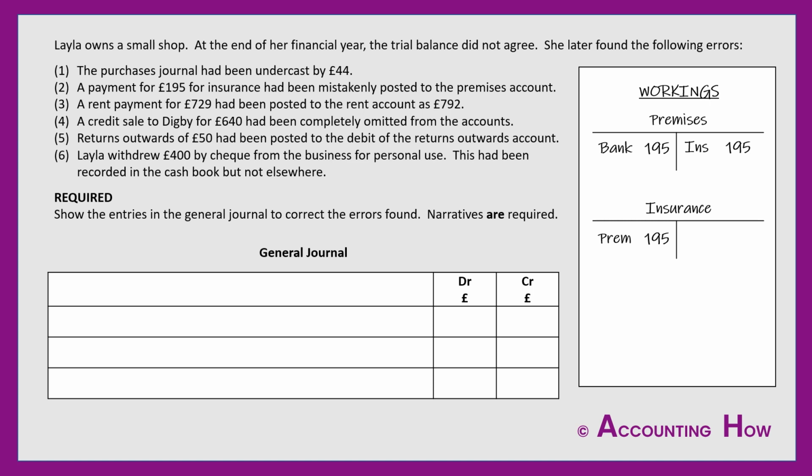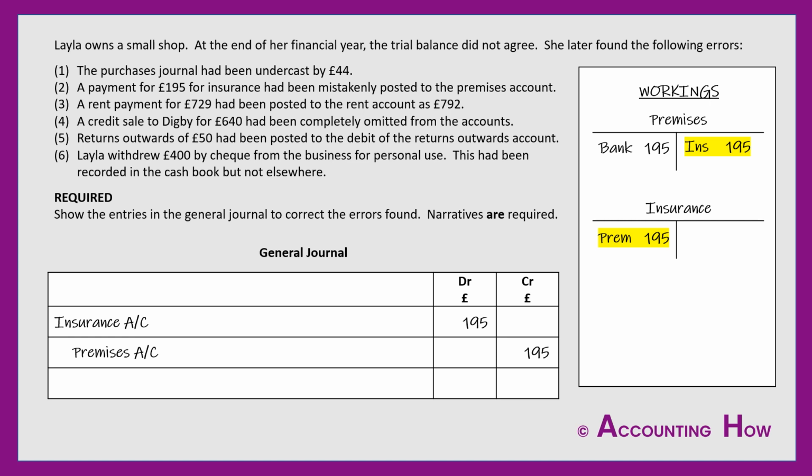And then in the journal, remember, we're looking for the account that was debited first, is the first entry. So look at the double entry we've done to correct it. And in order to correct it, the account I've had to debit was the insurance account. So in my journal, I'm going to start by recording the insurance account was debited with 195. And then in order to correct this error, I credited the premises account. And that's the second item in my journal.